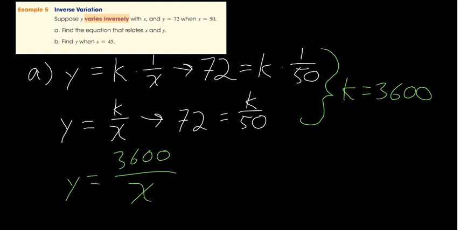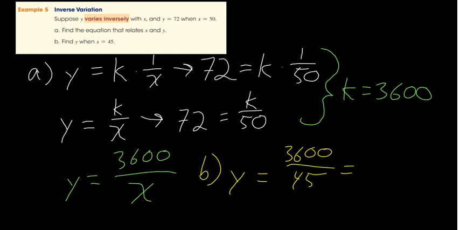And then let's see if we can fit b in here. Find y when x is equal to 45. Well, y is equal to 3,600 divided by 45, and that's going to be 80. Okay, and that's it. That is inverse variation.